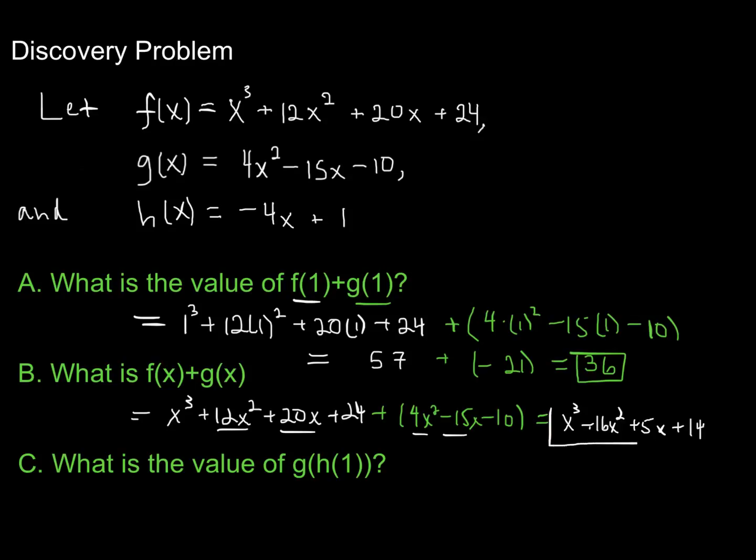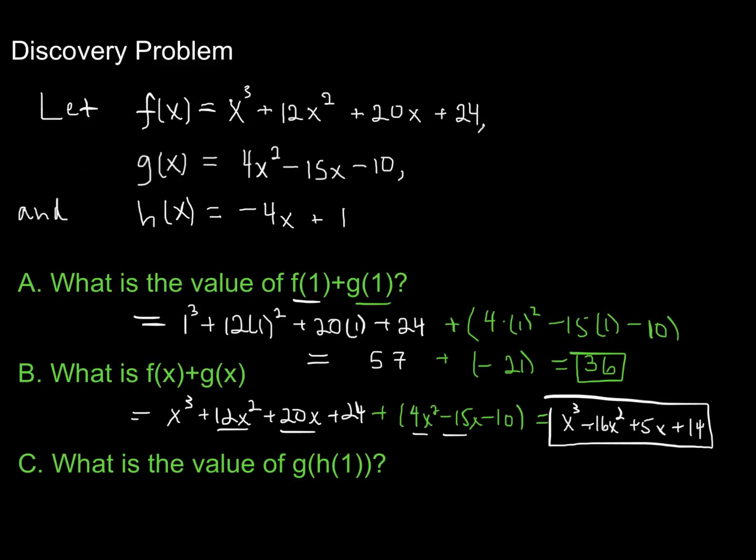So notice here that if I take f of x and I add to it g of x, no matter what the x value is, I will end up with that x value cubed plus 16 times that x value squared plus 5 times that x value plus 14. Notice that this is just another function. It's the function that I get when I take f and I add g. And we've seen examples of that before.